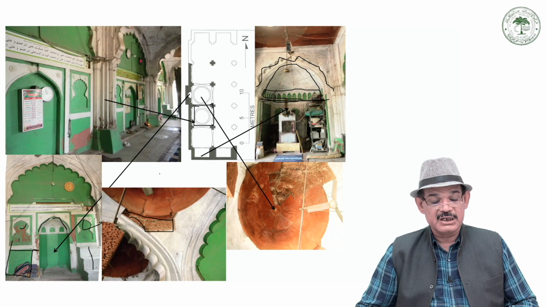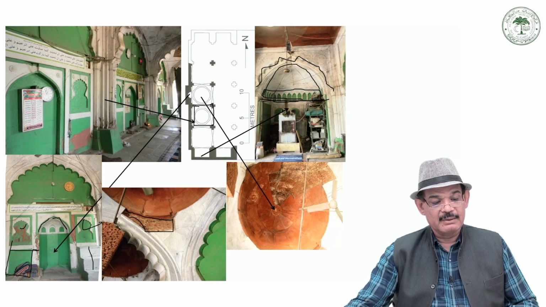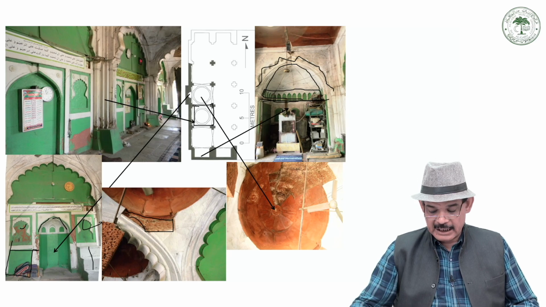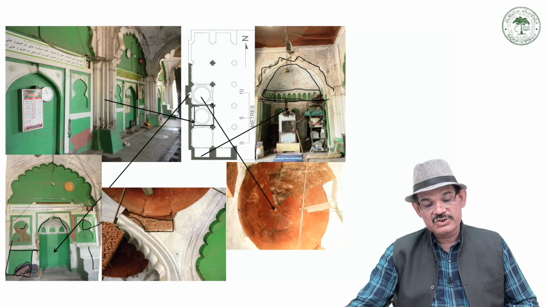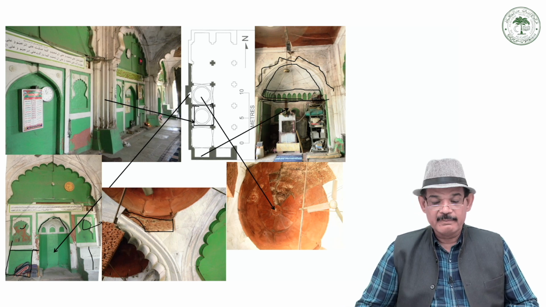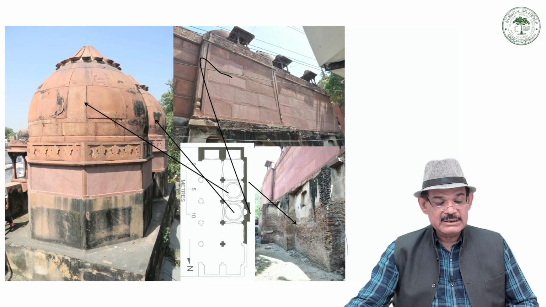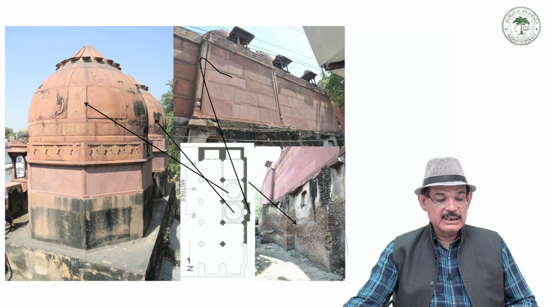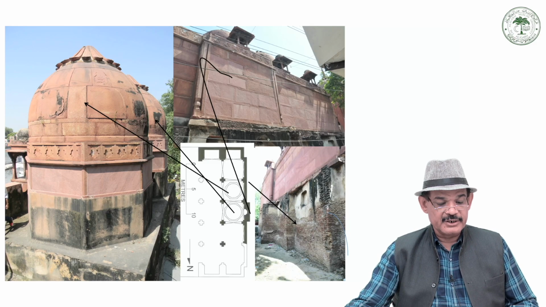The arch is created by having 4 or 5 stone pieces. They are cut in the form of a multi-cusp and put together to form an arch. Above the mihrab, we have a calligraphy which was changed and mutilated by the modern occupation. So far as the dome is concerned, the dome is built with brick and it was veneered with red sandstone.